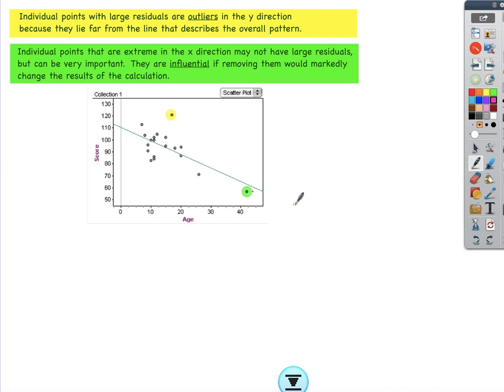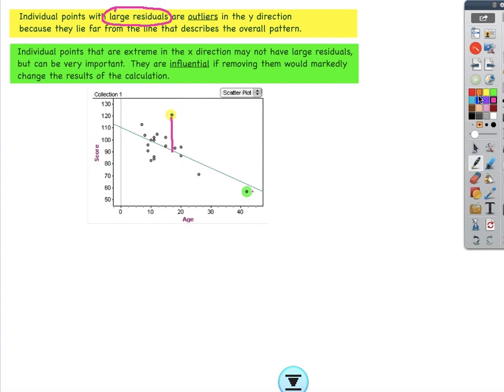Influential points and outliers. The yellow point up here would be considered an outlier because it has a large residual. The distance that it is away from the line is really big compared to these other points. So it stands out from the crowd, and it stands out in the Y direction, the vertical direction.